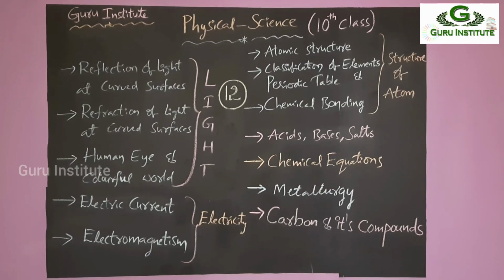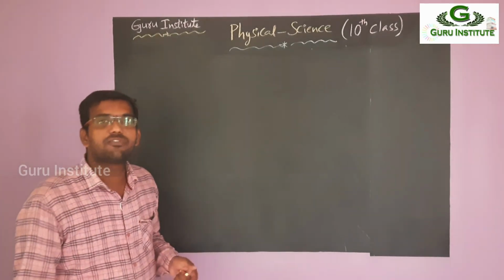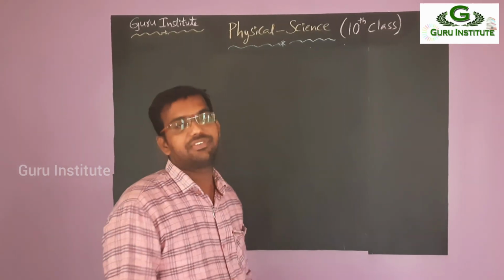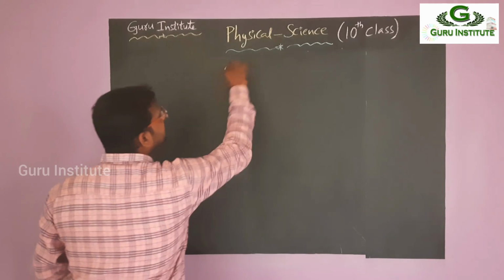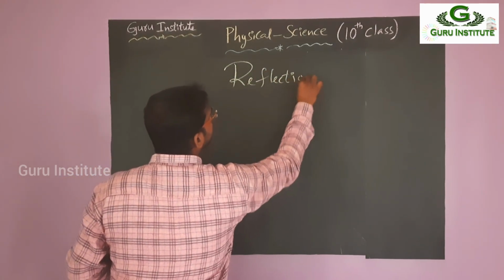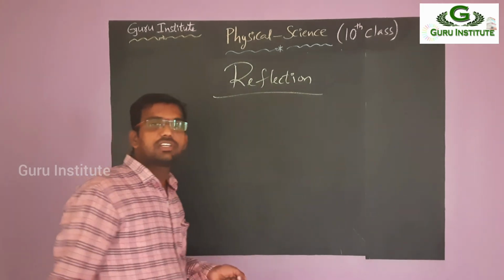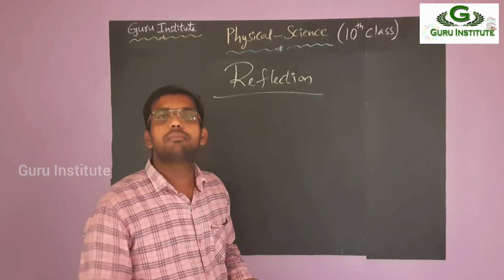So, now what is our last class? We are discussing the reflection, refraction, basic definition. Now, today we are going to see the reflection. What is the definition of reflection? When a light ray falls on any non-transparent body, it is returned back, right?